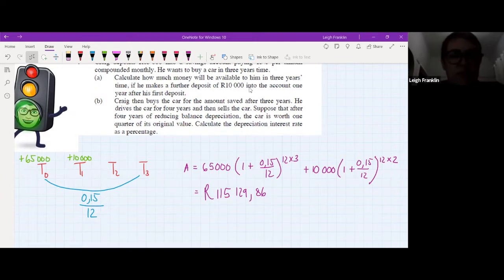So that was fairly easy. All right, now let's see what happens next to Craig. He then buys the car for the amount saved after 3 years. Okay, he drives the car for 4 years and then sells the car. Suppose that after 4 years of reducing balance depreciation, the car is worth 1/4 of its original value. Calculate the depreciation interest rate as a percentage. Ooh.